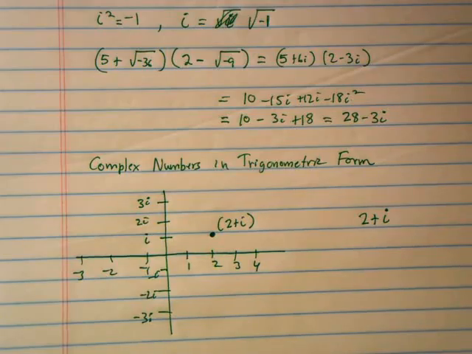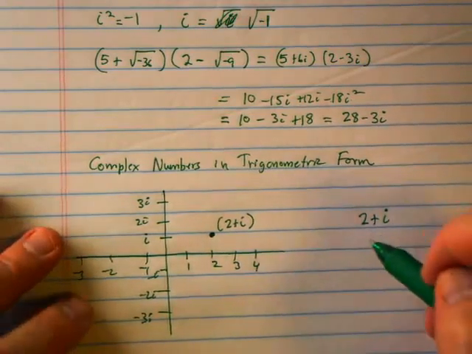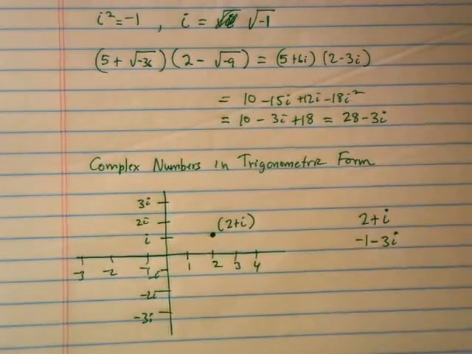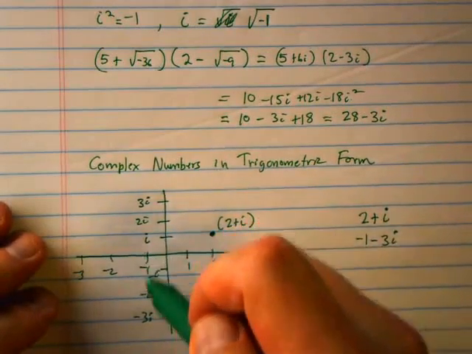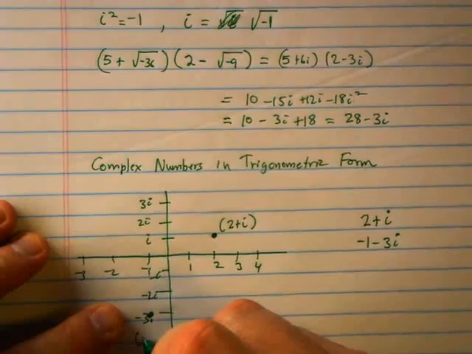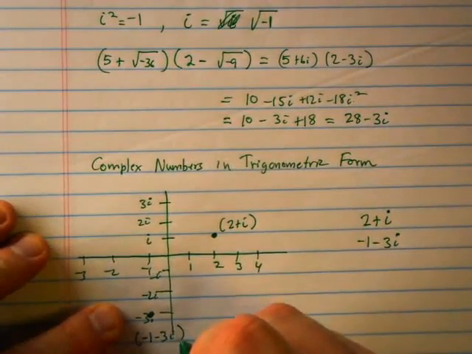How about the point negative 1 minus 3i? Where's the point negative 1 minus 3i? Go over negative 1 to the left and down 3 i's. That's right. So it would be right about there, right where the dot is on my i. That would be negative 1 minus 3i.